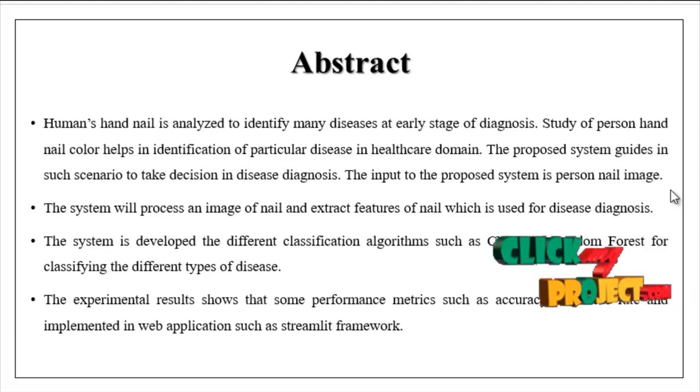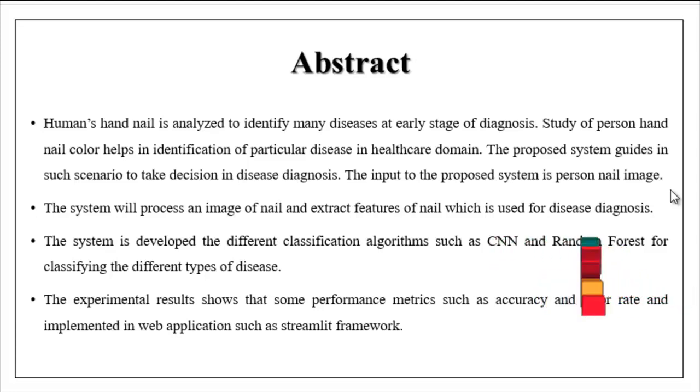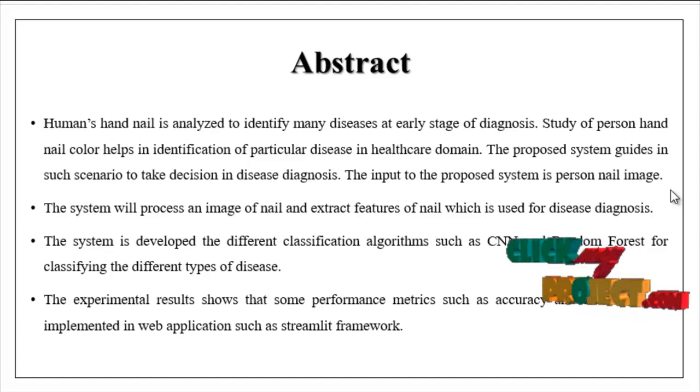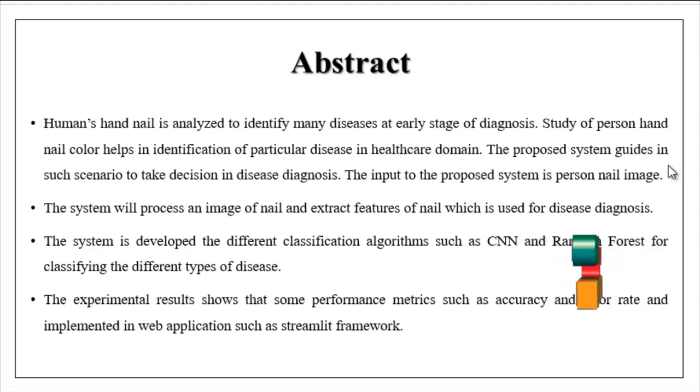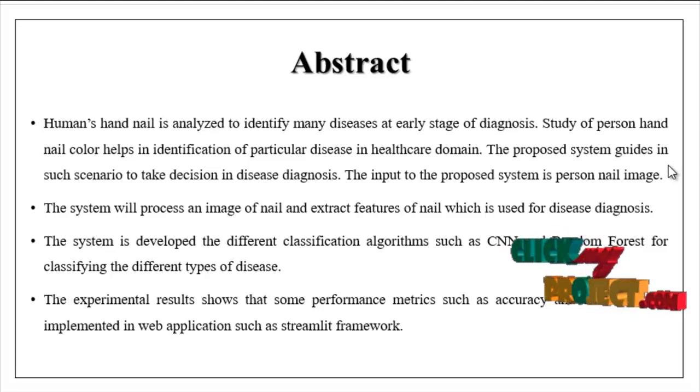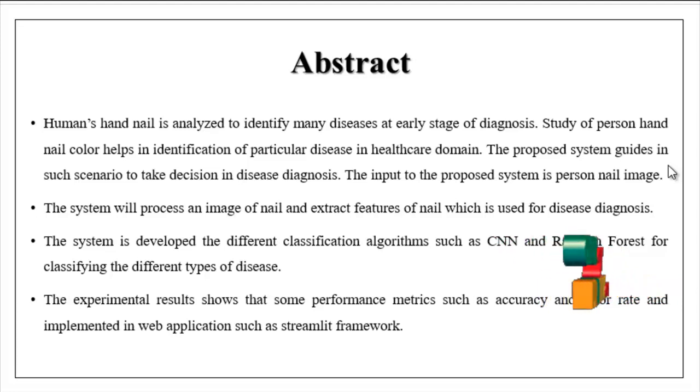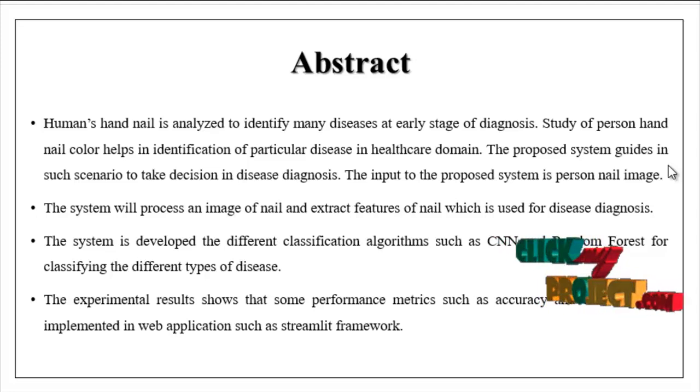The input to the proposed system is a person's nail image. The system will process an image of the nail and extract features of the nail, which are used for disease diagnosis. The system is developed with different classification algorithms such as convolutional neural network, that is CNN, and random forest for classifying the different types of disease. The experimental results show performance metrics such as accuracy and error rate.